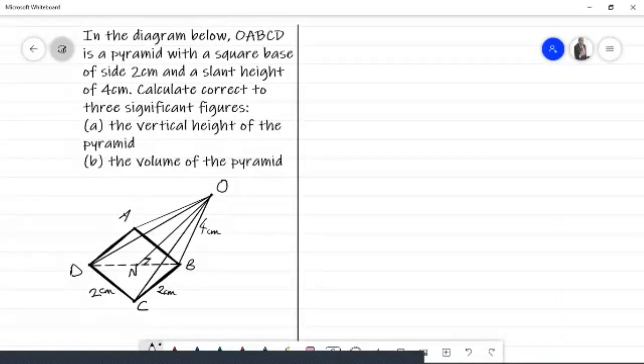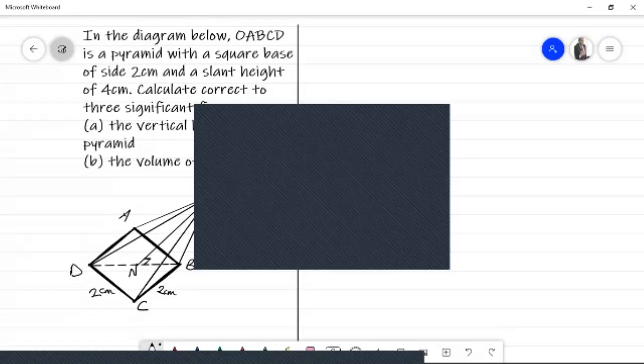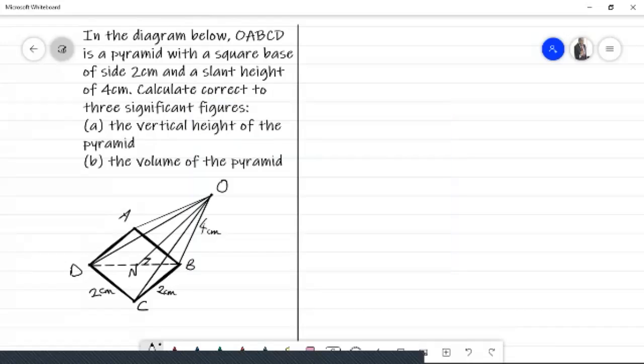This is another example from solutions to problems involving surface areas and volume of solid shapes. In the diagram below, OABCD is a pyramid with a square base of side 2 centimeters and a slant height of 4 centimeters. We want to calculate, correct to 3 significant figures, question A, the vertical height of the pyramid. And also we look at the volume of the pyramid.